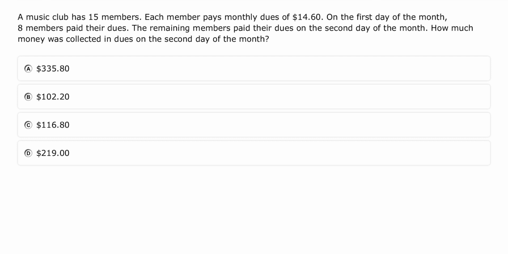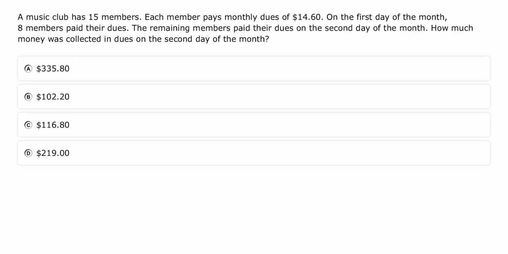Number 8 says, a music club has 15 members. Each member pays monthly dues of $14.60. On the first day of the month, 8 members paid their dues. The remaining members paid their dues on the second day of the month. How much money was collected in dues on the second day of the month?